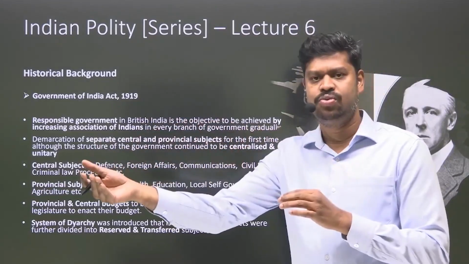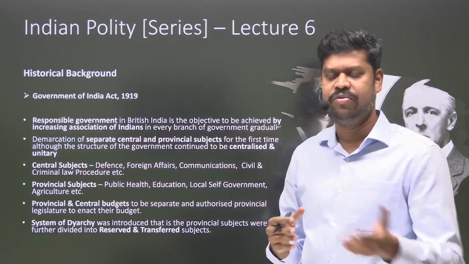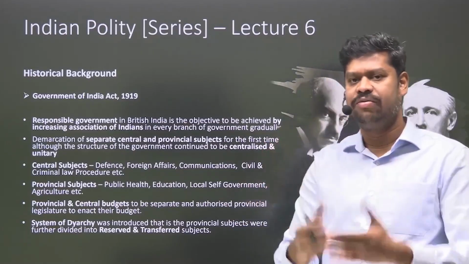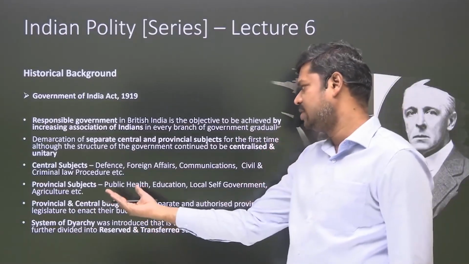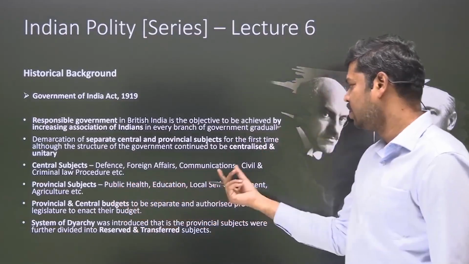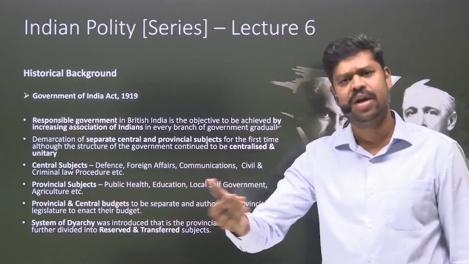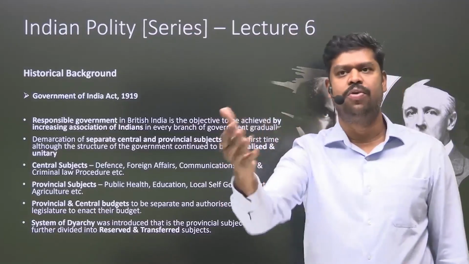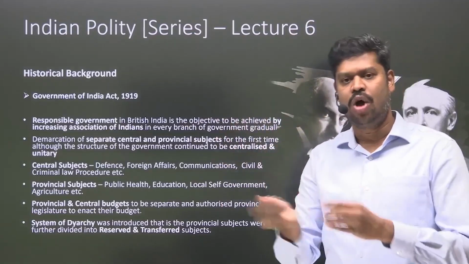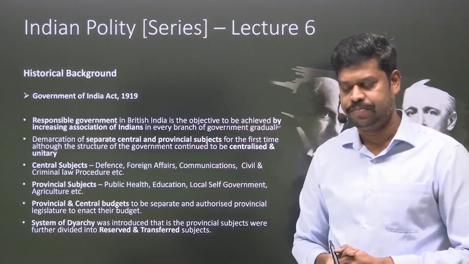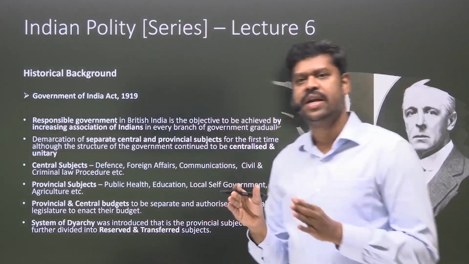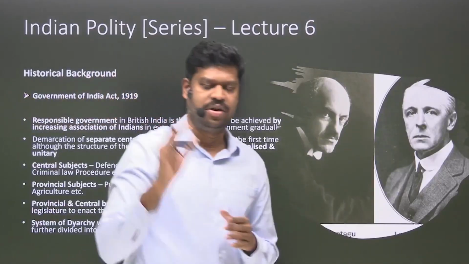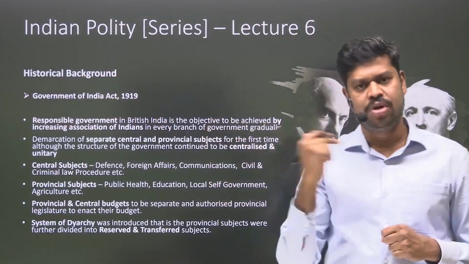In the Government of India Act 1919, the subjects were broadly divided into two: the central subjects and the provincial subjects. Now, whatever subjects were given to the provinces, for example subjects like public health, education, local government, agriculture, and along with that certain other subjects were also given to the provinces. And on top of that, there was a system of diarchy. Now, before we understand diarchy, understand this, that in every province there was a governor, and that governor had his own council.